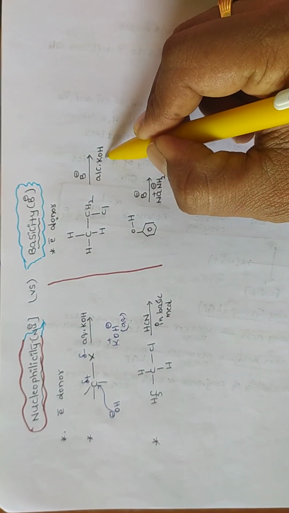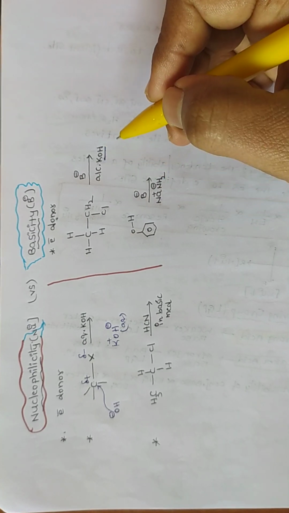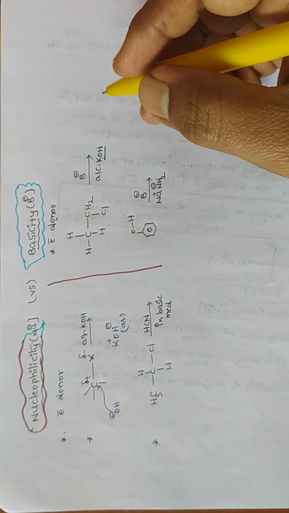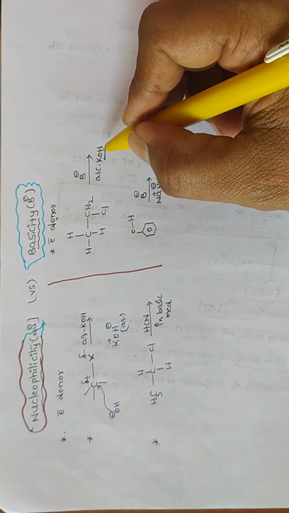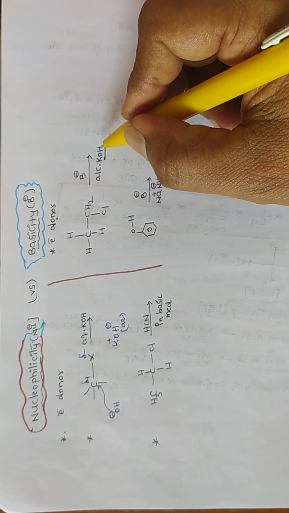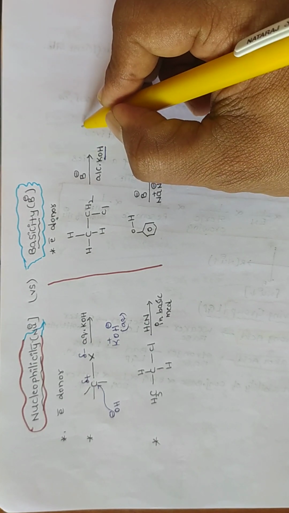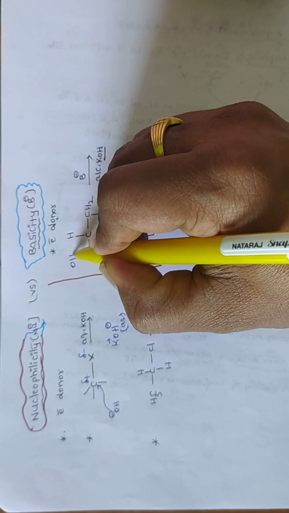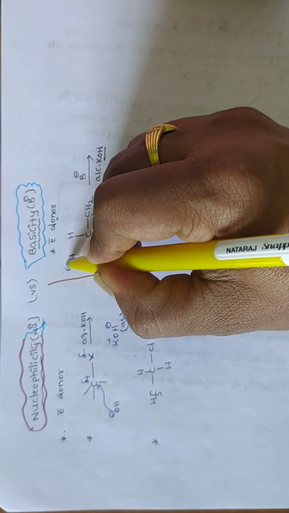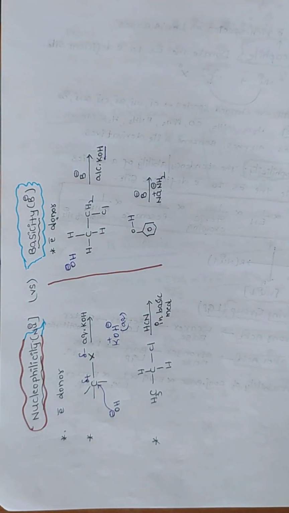Next, what is meant by basicity? Now see, here I am taking alcoholic KOH. KOH is taken in alcohol, so it is called alcoholic KOH. Here the OH minus ion concentration is more. So therefore the OH minus is acting as a base.